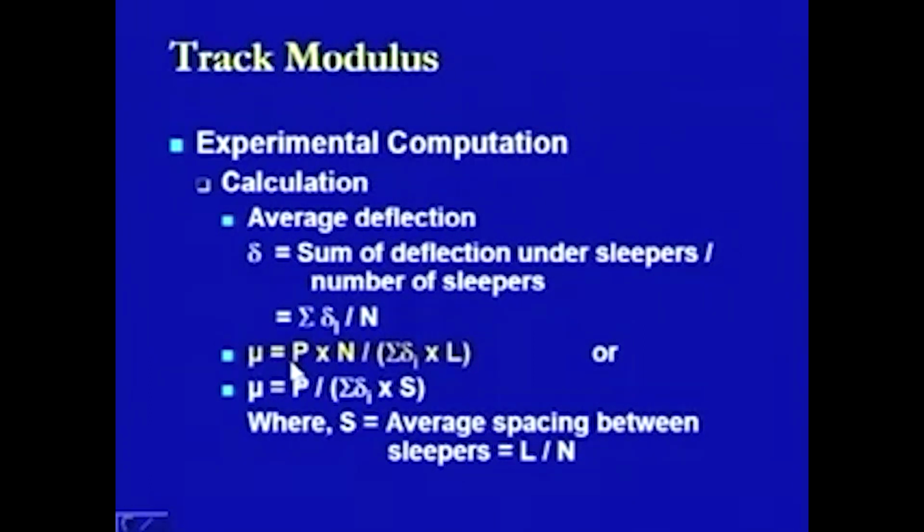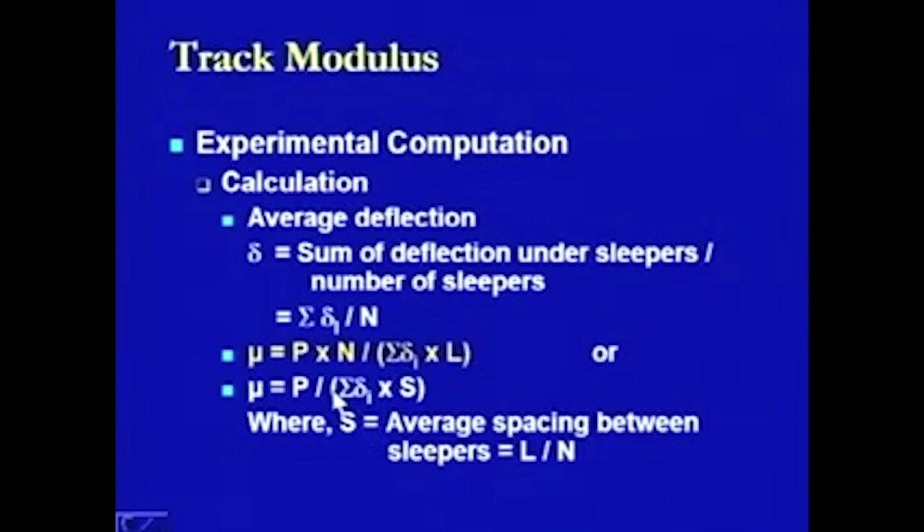So if we put this value in the previous formula which we have seen, then it becomes mu is equal to P into n divided by the summation of all the deflections multiplied with the rail length L. And in this case, if we take this value of L and n, that is the rail length divided by the number of sleepers, then it will transform into another standard value which is termed as the spacing of sleepers, that is S. So S is nothing but the average spacing between the sleepers, and this is defined as L divided by n.